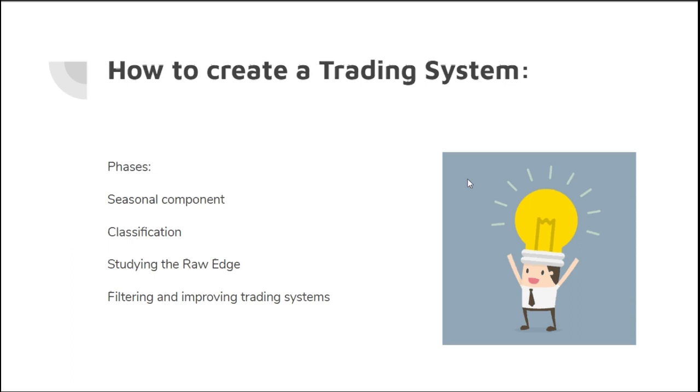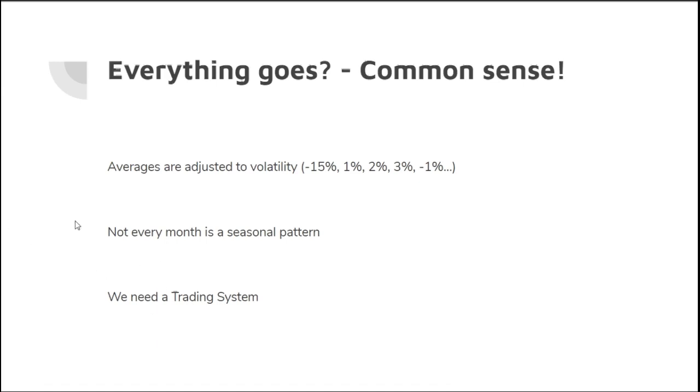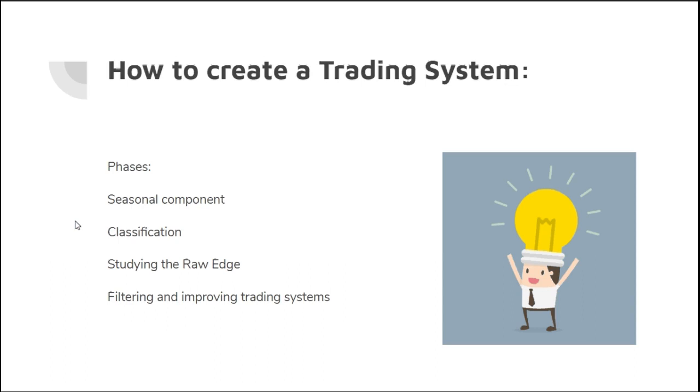So how to create a seasonal trading system? We have some phases here. We need to extract the seasonal components, we need to classify that, we need to study the drawbacks or inefficiency that we have found, and we are going to need to filter and improve trading systems according to this. We need a trading system, but before needing a trading system we are going to need to extract a seasonal pattern. Okay, so we have two phases there, the raw edge and the filtering phase.